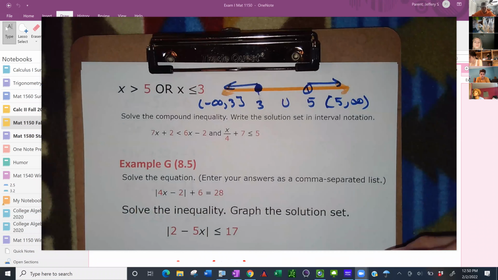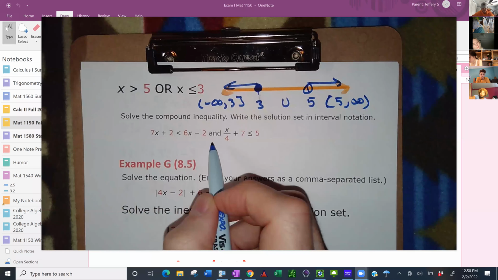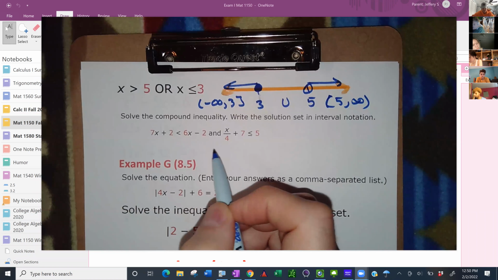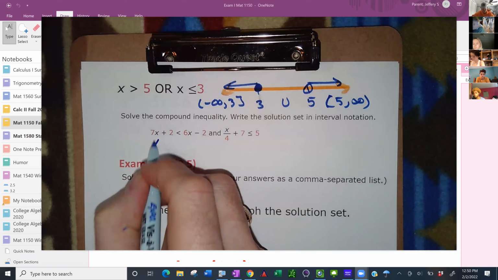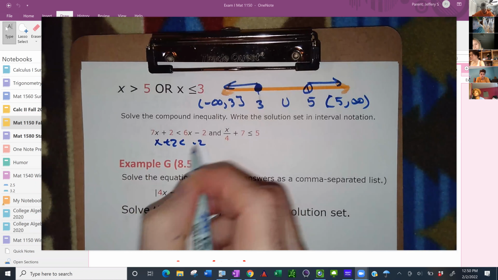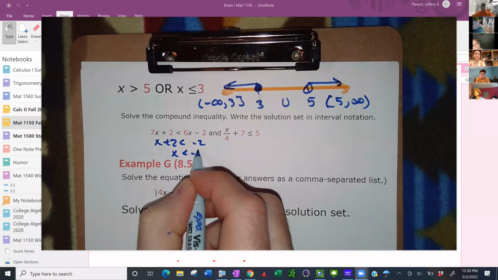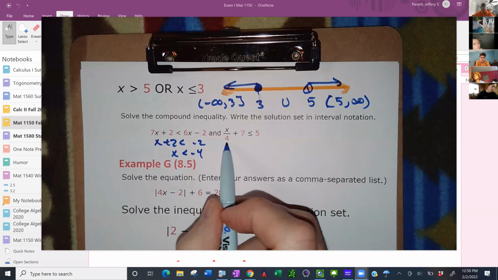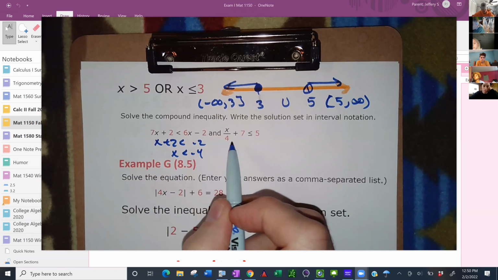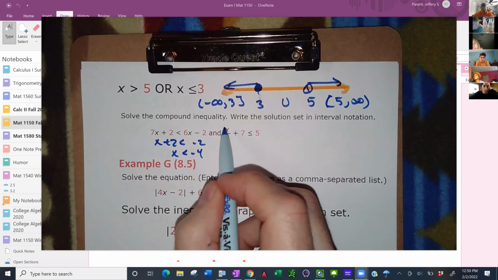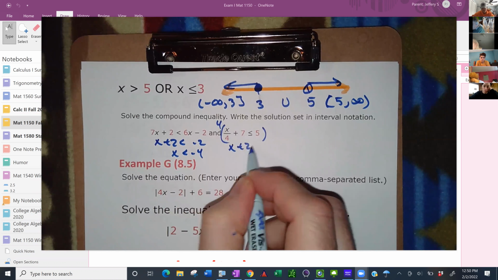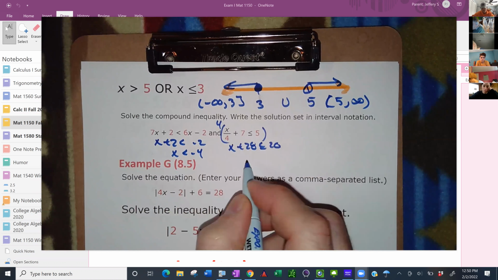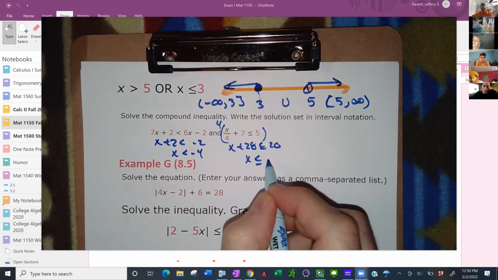Let's see here. This one, you have to solve each of these inequalities separately and then look for the intersection. If you subtract 6x from both sides, you'll end up with x plus 2 is less than -2, and then subtract 2 from both sides, x is less than -4. Over here, multiply both sides by 4. So 4 times that's going to cancel out the 4 there, plus 28 is less than or equal to 20. x is less than or equal to -8.